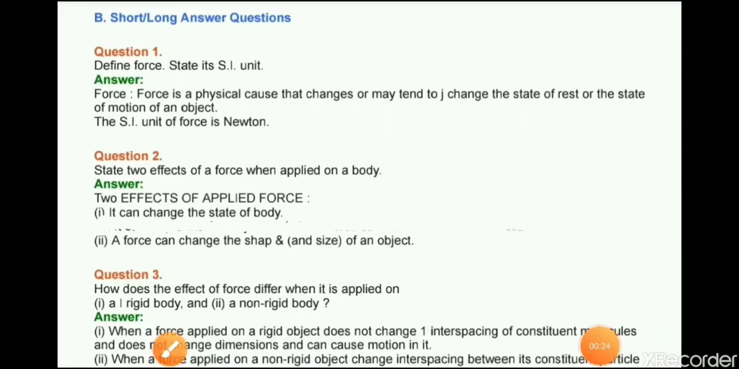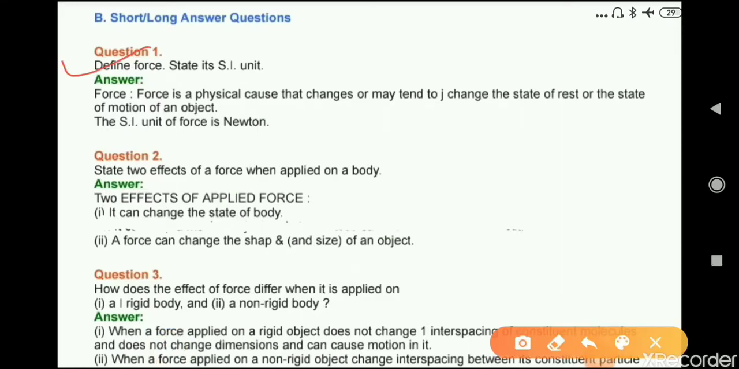Question number 1. Define force. State its SI unit. Answer: a force is a physical cause that changes or may tend to change the state of rest or state of motion of an object. The SI unit of force is Newton.